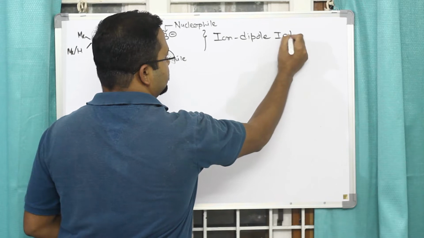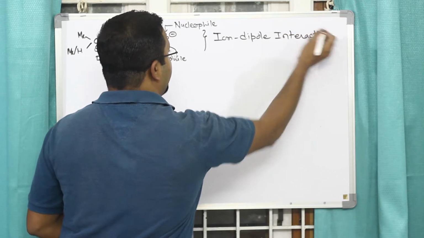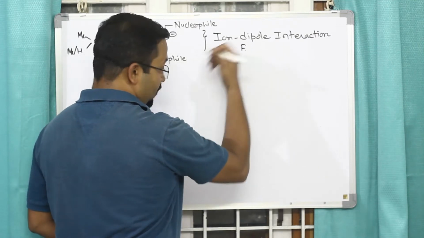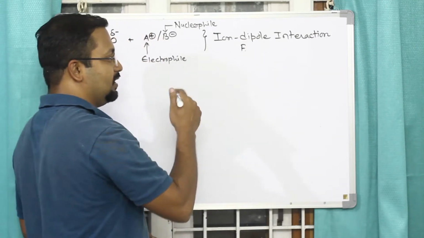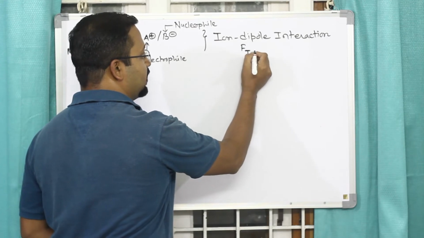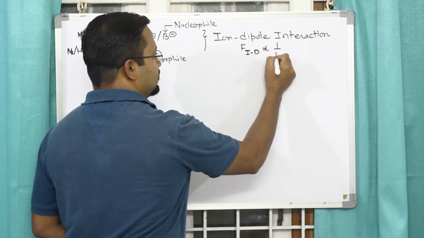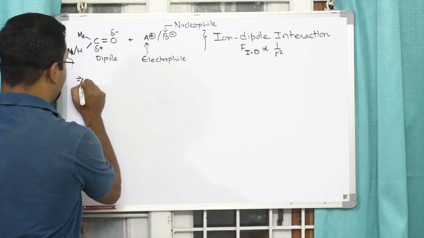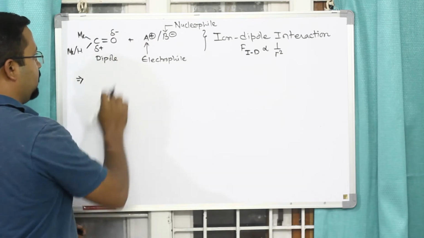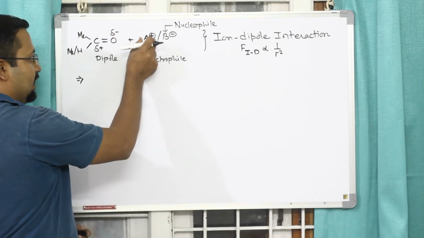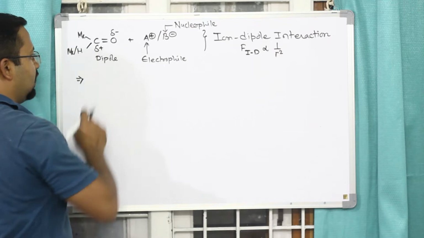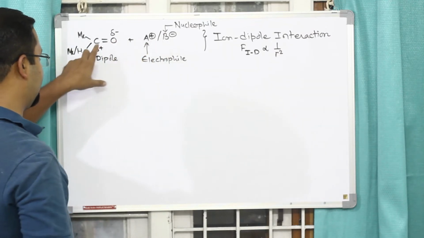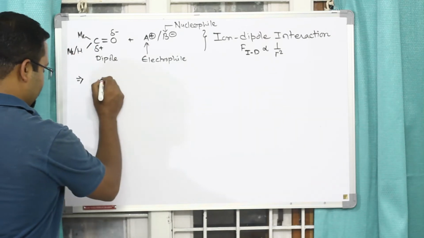dipole interaction. An ion dipole interaction is a fairly strong interaction, and the reason why ion dipole interaction is a fairly strong interaction is because the force of ion dipole interaction varies as 1 by r square. So, what now? If this interaction takes place, an ion which is cationic will interact with the negative end of the dipole, and the anionic species will interact with the positive end of the dipole, which will result in something like this.